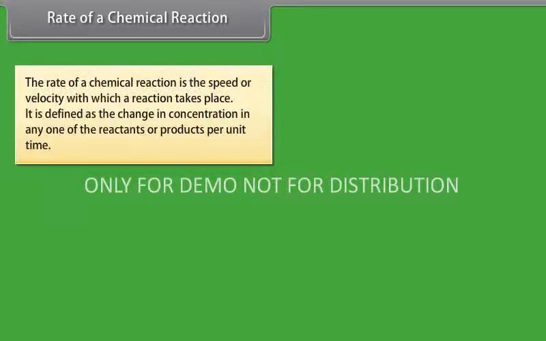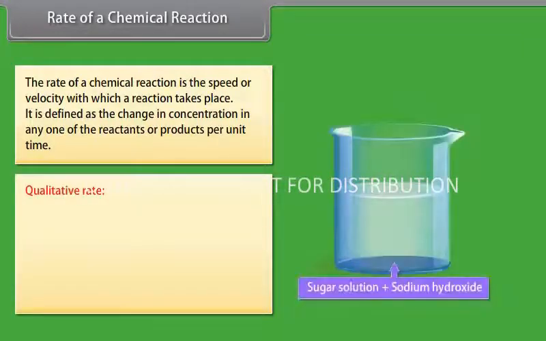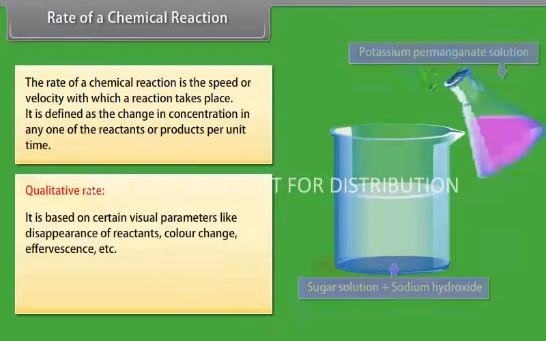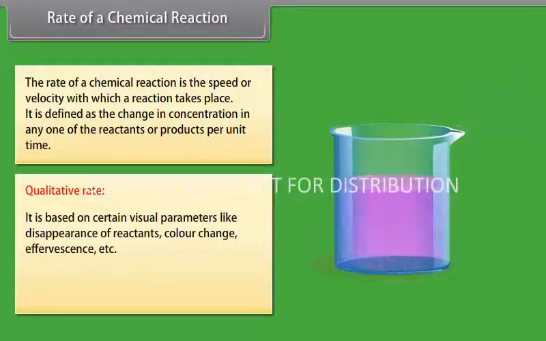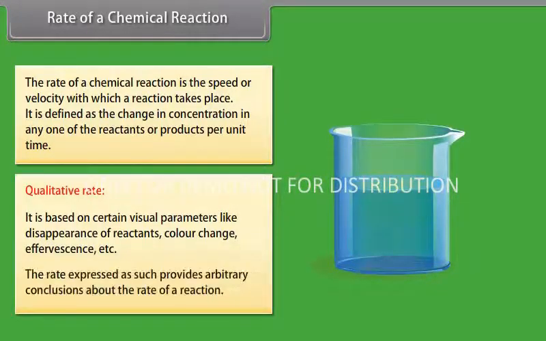The rate of a chemical reaction is the speed or velocity with which a reaction takes place. It is defined as the change in concentration in any one of the reactants or products per unit time. It can be expressed in two ways. Qualitative rate. It is based on certain visual parameters like disappearance of reactants, color change, effervescence, etc. The rate expressed as such provides arbitrary conclusions about the rate of a reaction.